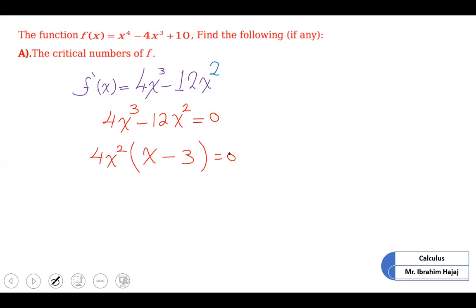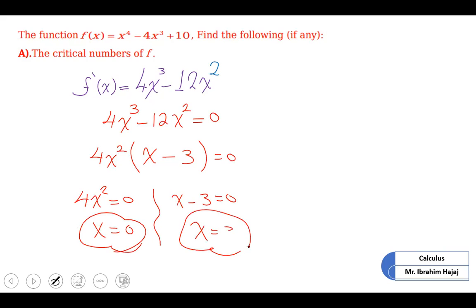X squared, common factor. So we have x minus 3 is equal to 0. Minus 3 equal to 0. So either 4x squared is equal to 0, and here x is equal to 0, or x minus 3 is equal to 0, and here x is equal to 3. These are the critical numbers. In the next question, we're going to change everything again.